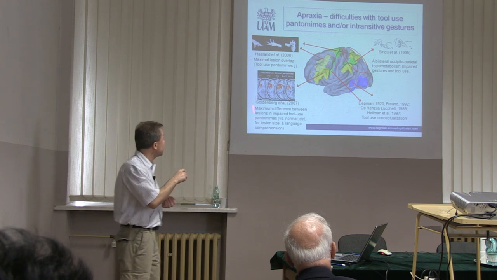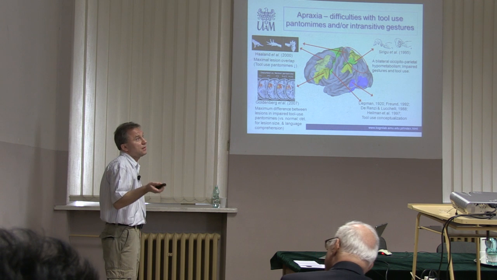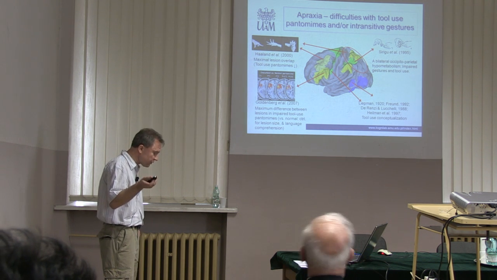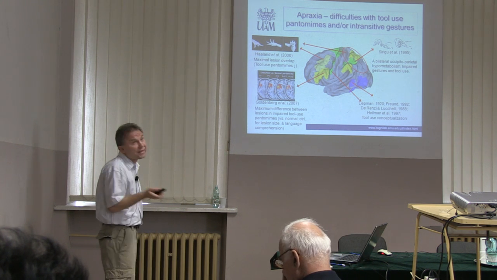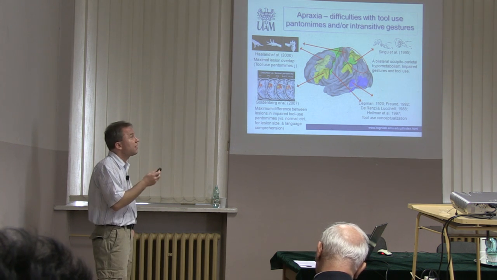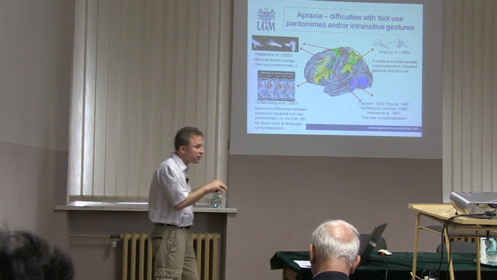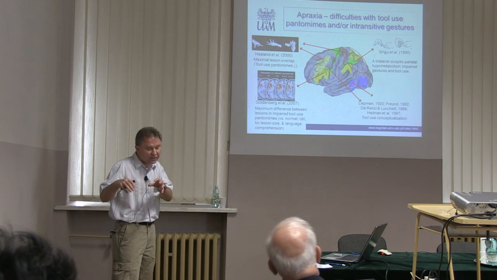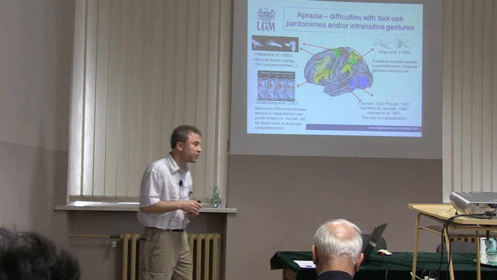On the other hand, Georg Goldenberg claims that the most important area in apraxia, tool use problems, is the inferior frontal gyrus, but he was actually looking for the maximum difference between lesions in those patients who have tool use skills affected versus those patients who still have lesions in the brain, but tool use seems to be intact.